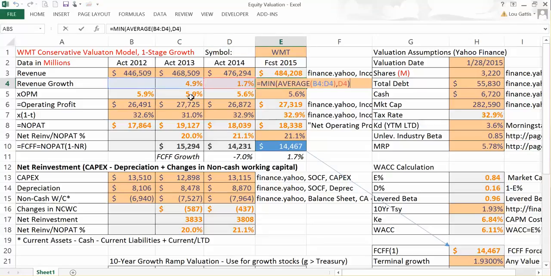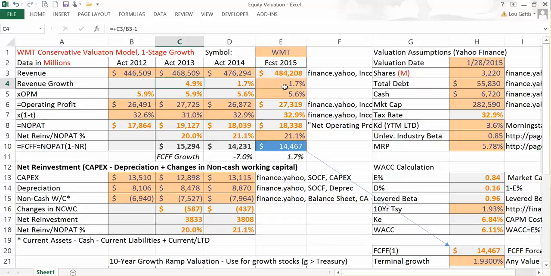You can type over whatever you want. If you think it's going to grow at last year's growth rate, you can type it in. I have a simple formula just to be conservative here. I'm going to use either last year's growth rate or an average of the last 2 years' growth rate. So the average would be about 3%, but being a conservative valuation, I'll just put the minimum of 1.7 or the average of the two.